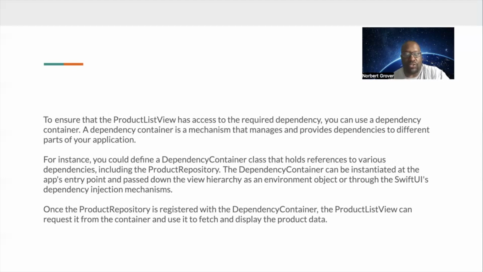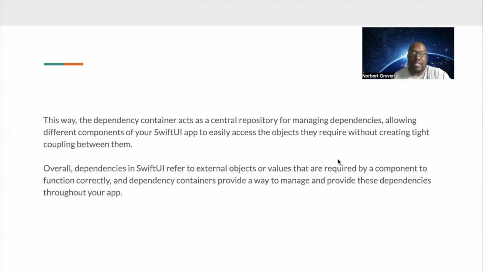Once the product repository is registered with the dependency container, the product list view can request it from the container and use it to fetch and display product data. This way, the dependency container acts as a central repository for managing dependencies, allowing different components of your SwiftUI app to easily access the objects they require without creating tight coupling between them. Overall, dependencies in SwiftUI refer to external objects or values that are required by a component to function correctly, and dependency containers provide a way to manage and provide these dependencies throughout your app.